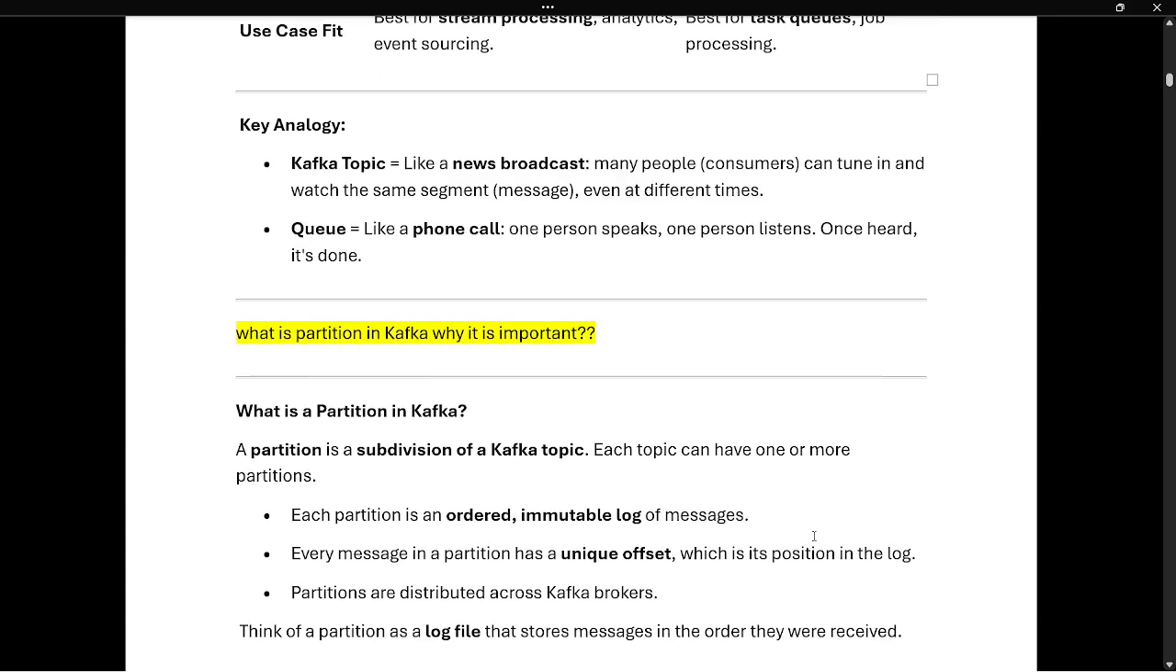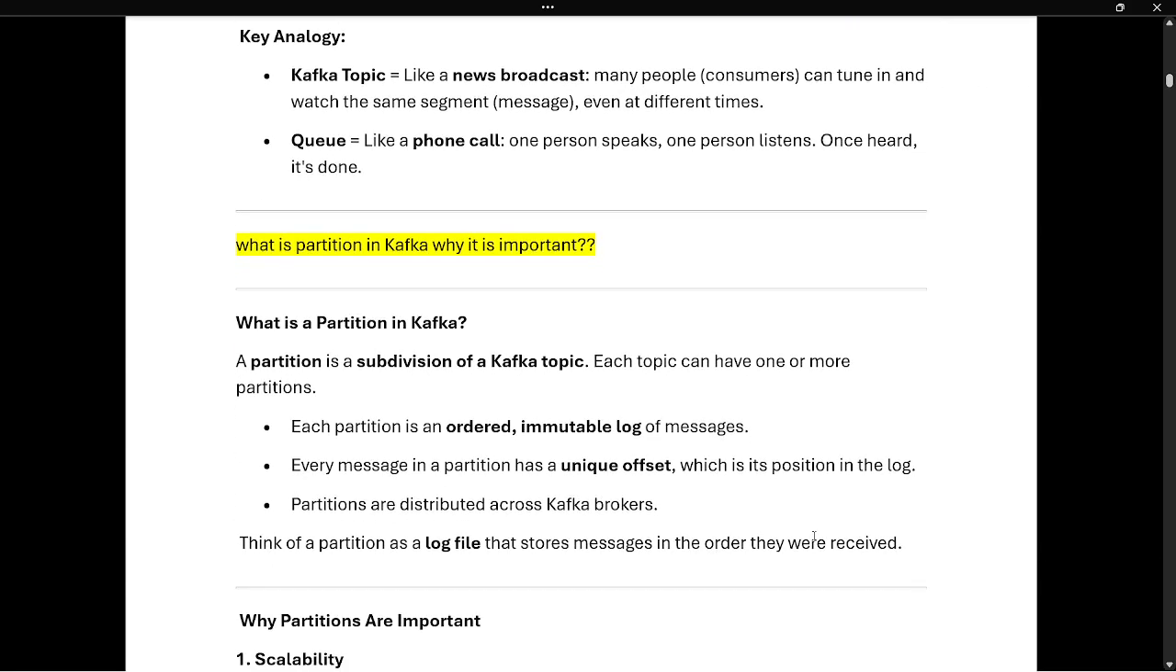Now moving to the next question. What are partitions in Kafka and why are they important? So partitions are a subdivision of a Kafka topic. As we already understand, we have a broker. A broker is a server where we have topics based on different domains, like sales, IT, finance, each with different topics, and each topic can have one or more partitions.